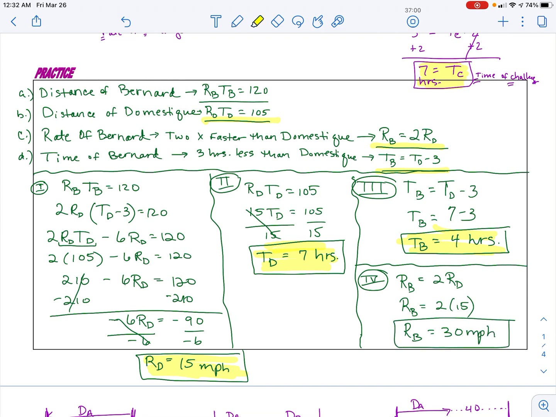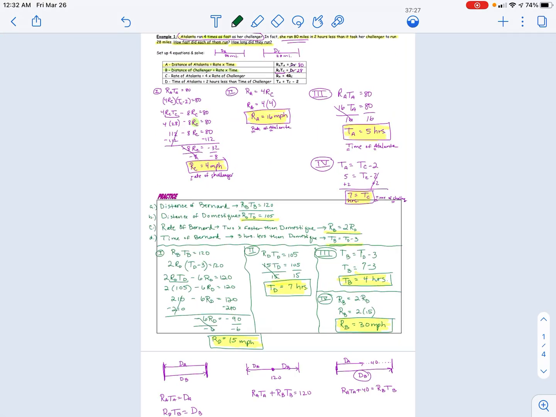30 miles per hour. And let's just verify what our problem said: did Bernard run 2 times faster than domestique? Yes, look at equation C that we wrote out. The rate of Bernard is 2 times faster than domestique. Is it true? Look at that. He ran 30 miles per hour and domestique ran 15 miles per hour. So yes, that is 2 times faster, isn't it?